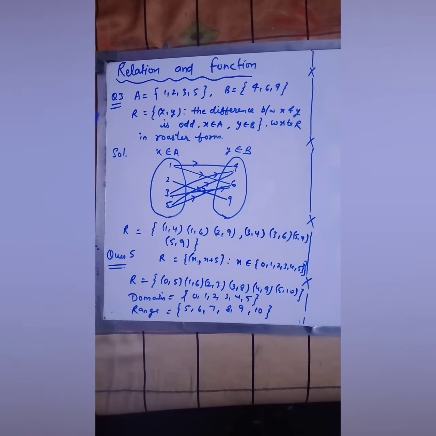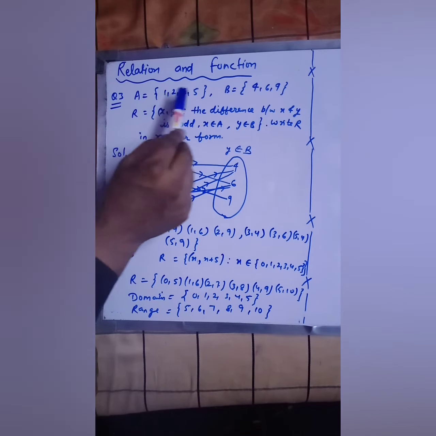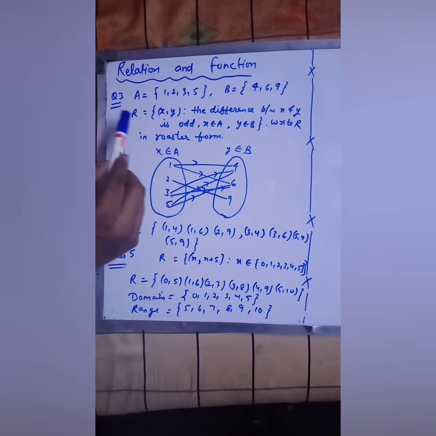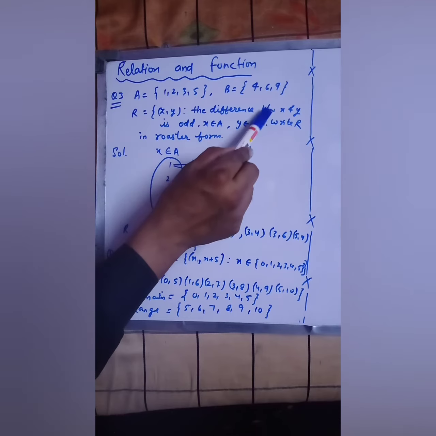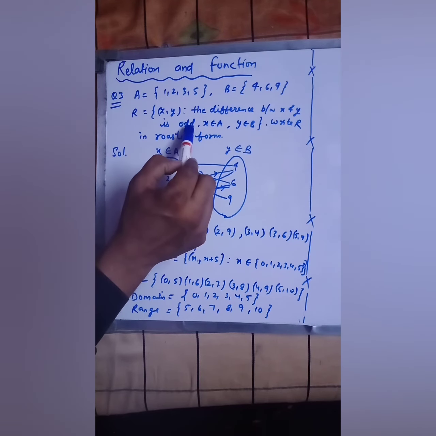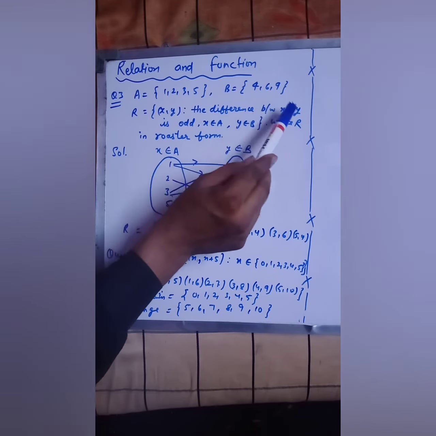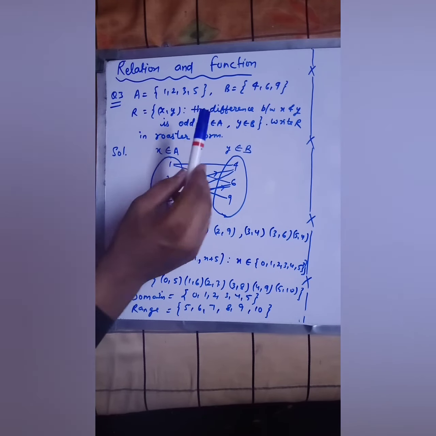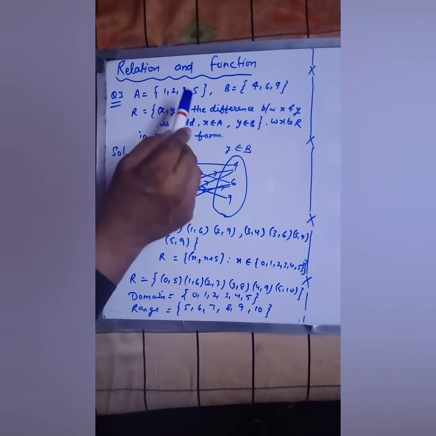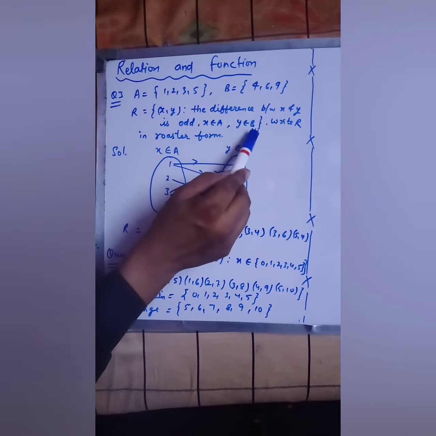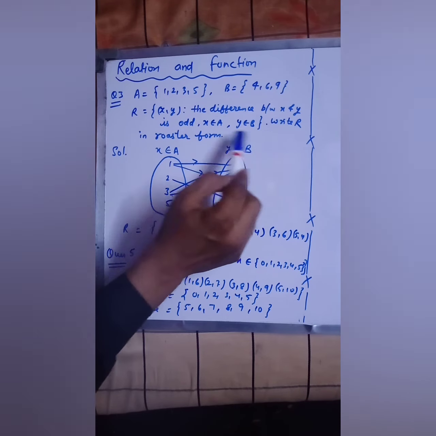Now this is your question number 3 of exercise 2.2. Here set A and set B are both given to us, and this is a relation (x, y) where the difference between x and y is odd. So when you subtract the value of x and y, it must be odd. This x belongs to set A and this y belongs to set B. Write the relation in roster form.